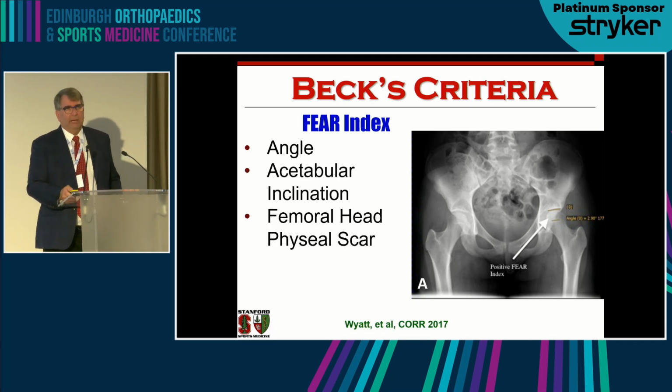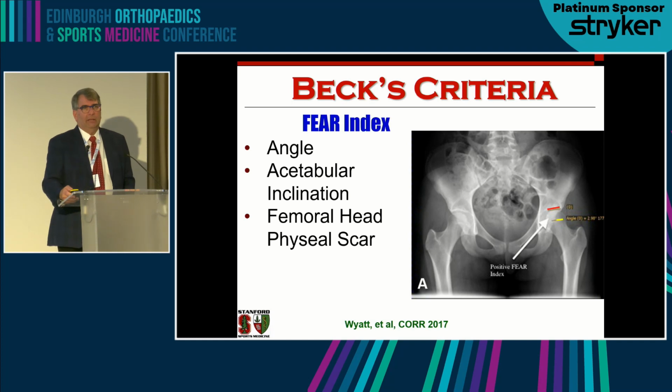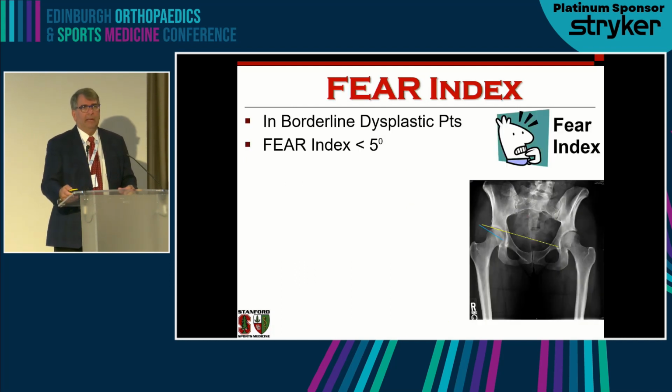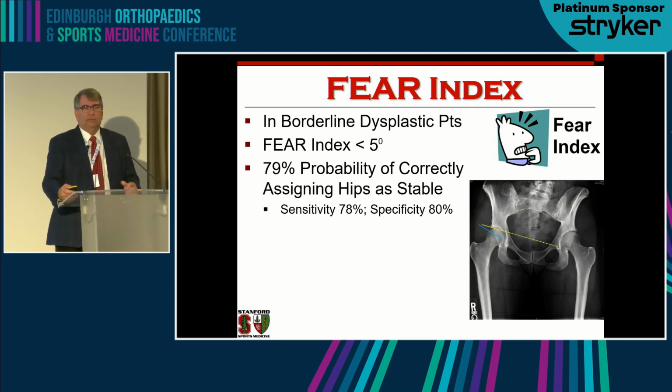Gives you an angle, if you will. And he found that when that angle is greater than 5, it was more likely to be associated with instability in borderline dysplastic patients. But again, this was specifically in borderline dysplastic patients. And if there was less than 5, he thought that they were more likely stable, and therefore the symptoms more likely coming from impingement than from instability.